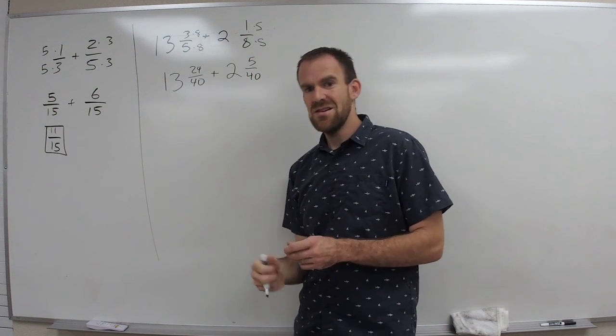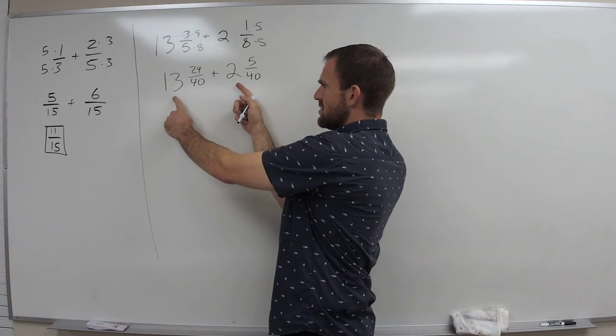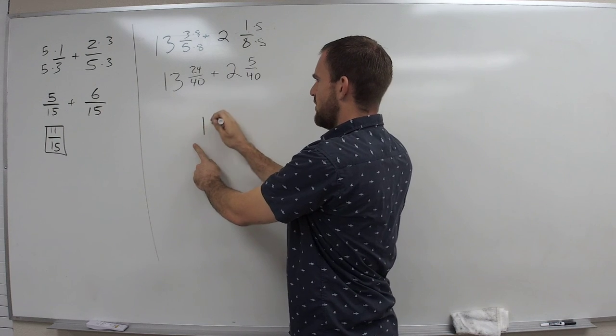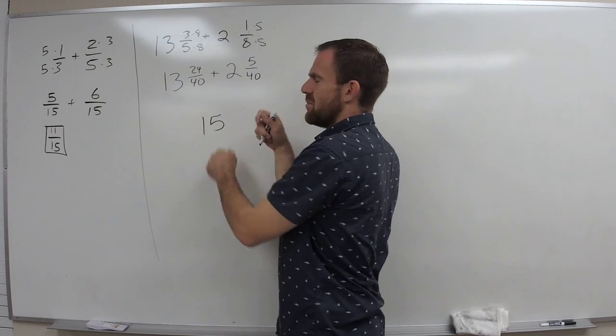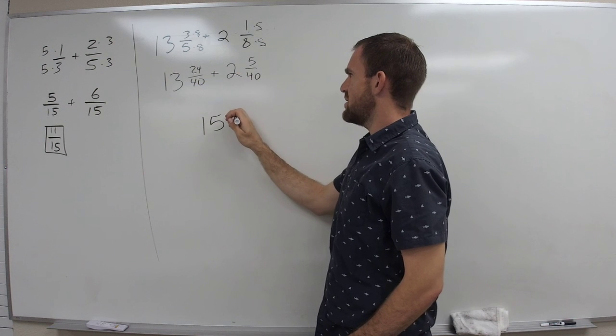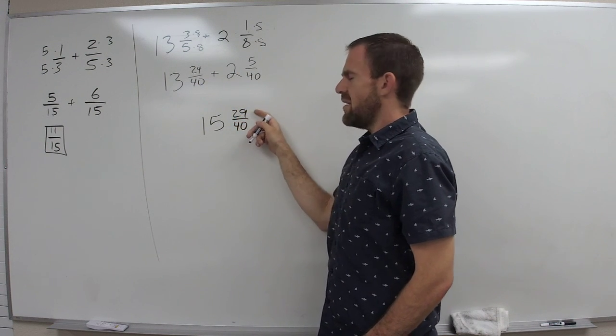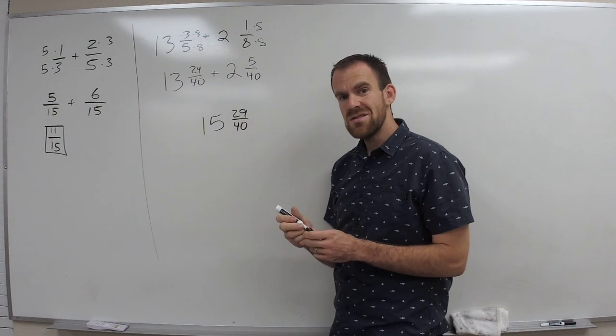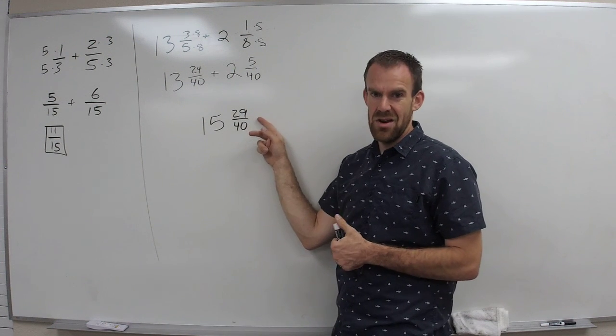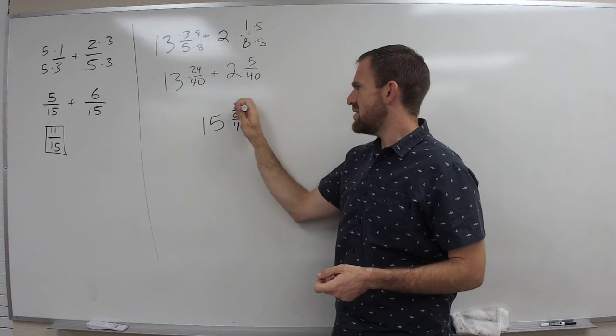Now, since this is addition, what I'm going to do is I'm going to add the whole numbers. So 13 plus 2 is 15. And I'm going to add the fraction parts. 24 plus 5 is 29 over 40. Now, I'm going to check to make sure I can reduce this number. In this case, I cannot. So that is my answer.